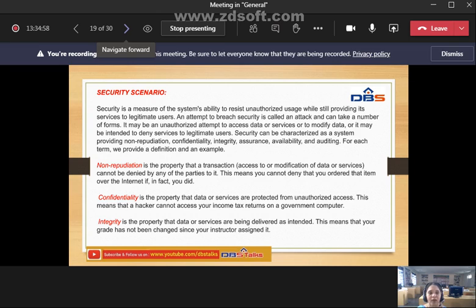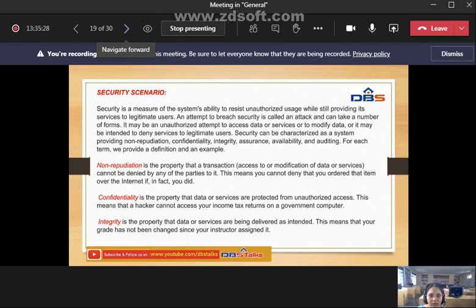An attempt to breach security is called an attack, and it can take a number of forms. Accessing something without permission is called an attack. We already know the different types of attacks, cyber attacks for example. We hear frequently about cyber attacks. An attack can take different types of forms.